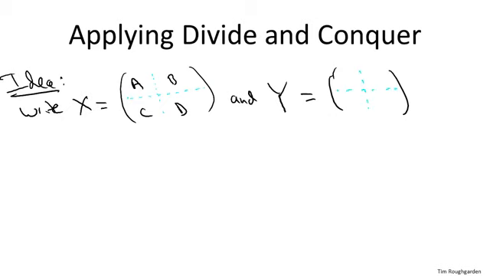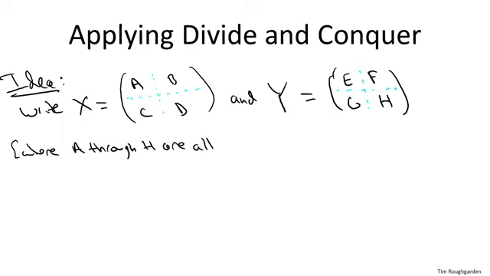So we'll divide Y into quadrants, n over 2 by n over 2 matrices, which we'll call E, F, G, and H. One thing that's cool about matrices is when you split them into blocks and you multiply them, the blocks just behave as if they were atomic elements.